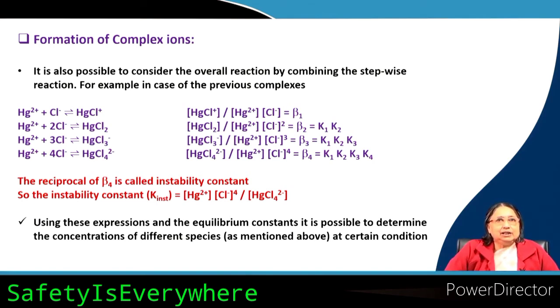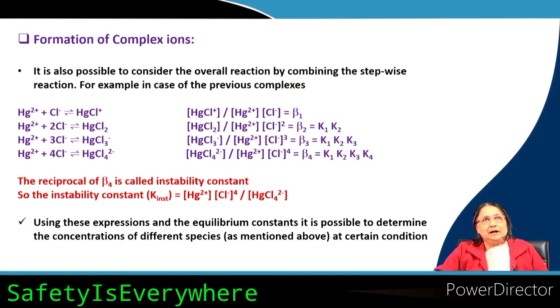Using these expressions and the equilibrium constant values, it is possible to determine the concentrations of different species as mentioned above at certain conditions. Say for example, you have a system where mercury 2 plus concentration is known, conditions are known, then chloride concentration is known. Then you are able to tell me how much is there as HgCl plus, how much is there as HgCl2, how much is there as HgCl3 minus, like that. All species, how much is present. If you know the equilibrium expressions and the K values, then you can easily tell the concentration of each species.